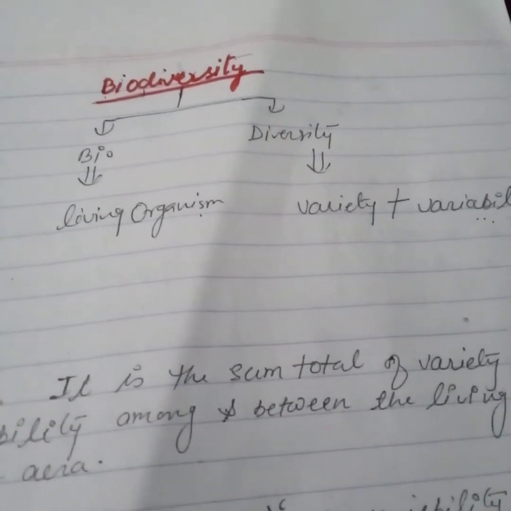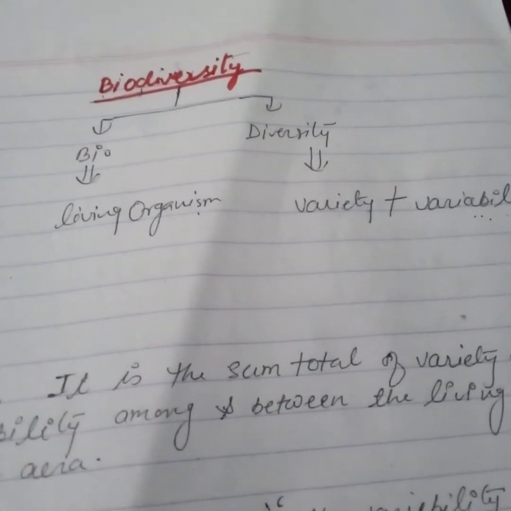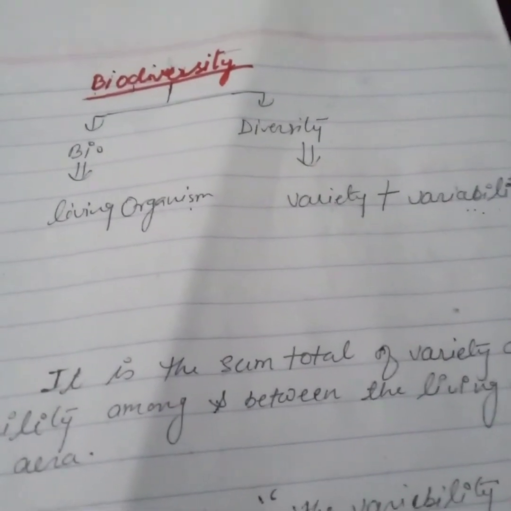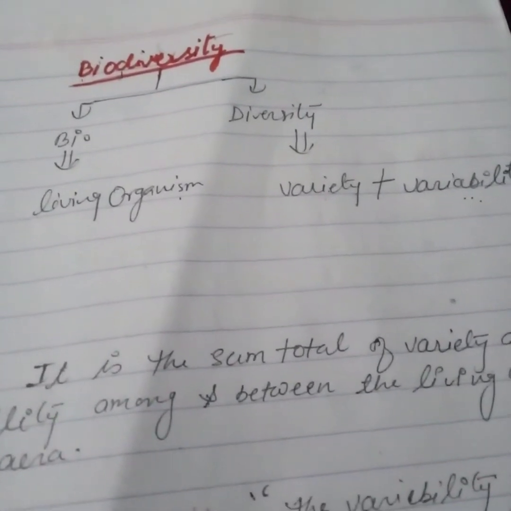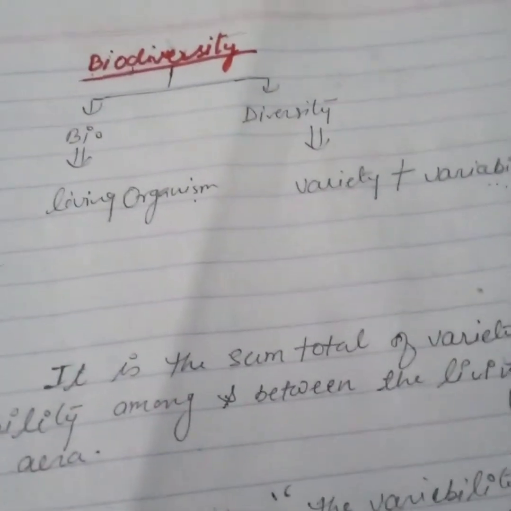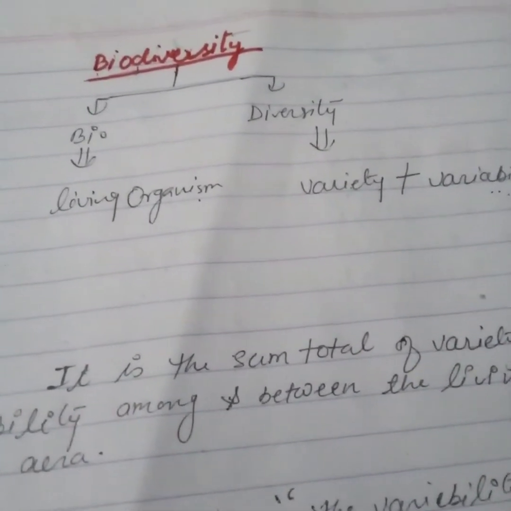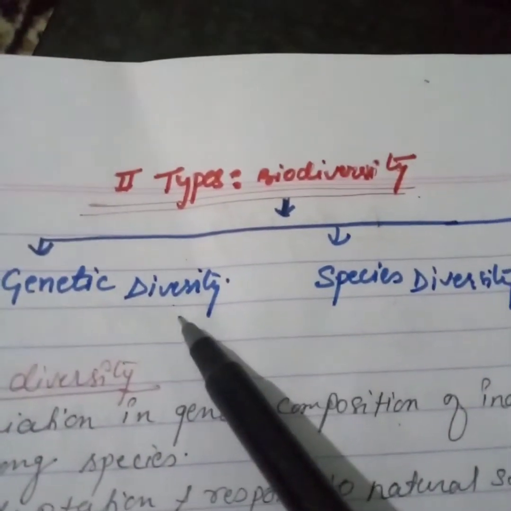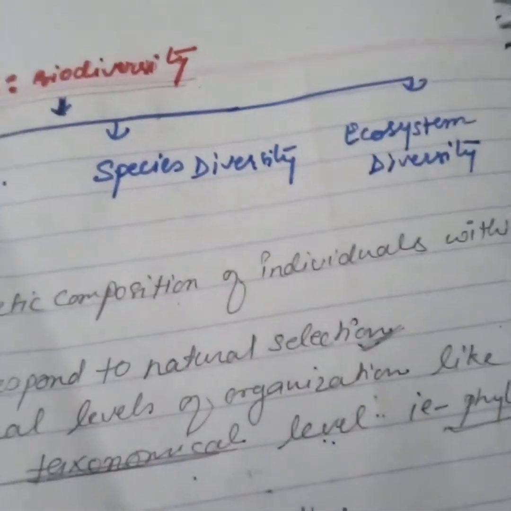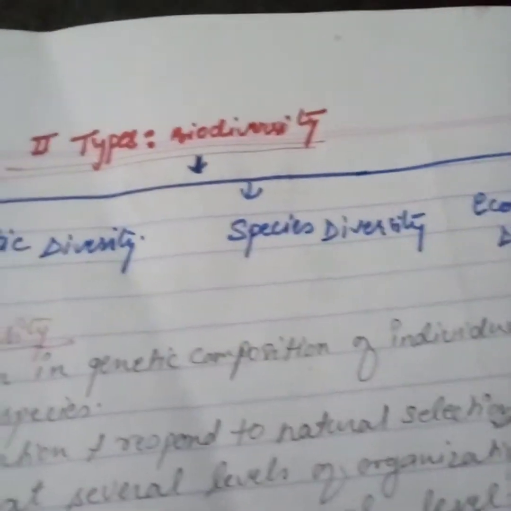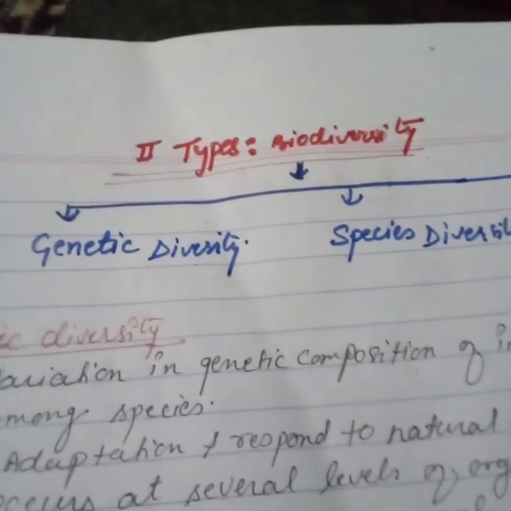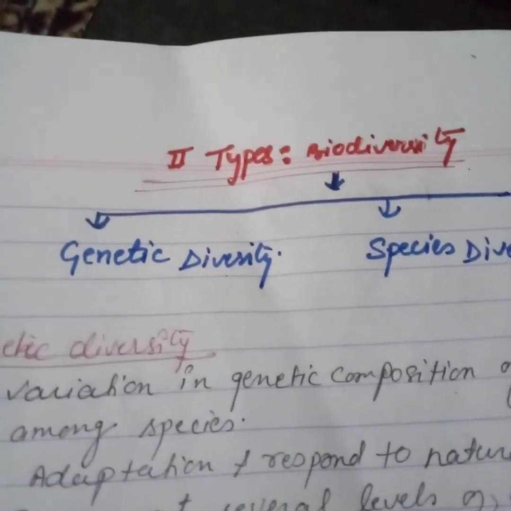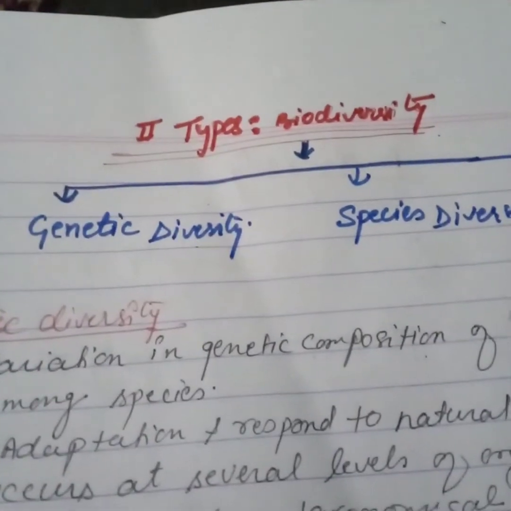Now come to the levels of biodiversity, or we can say the types of biodiversity. Actually there are three important types of biodiversity: genetic diversity, species diversity, and ecosystem diversity. What is genetic diversity? Genetic diversity means variation in the genes of a species.